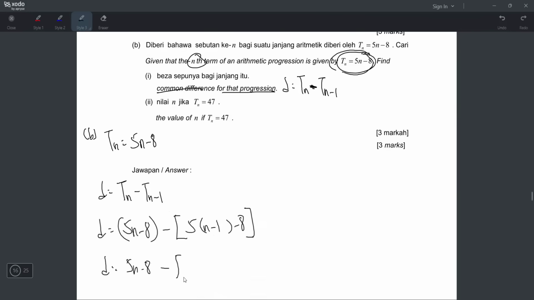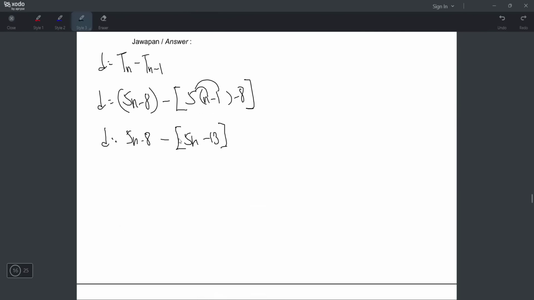That's why the big bracket is important. And then here becomes 5n. And then minus 5 times 1 is minus 5. And then minus 5 minus 8 is minus 13. And I told you, right, when you minus with two terms, you have to put a bracket because you have to tukar tanda for both terms inside the bracket. So it becomes negative 5n plus 13.